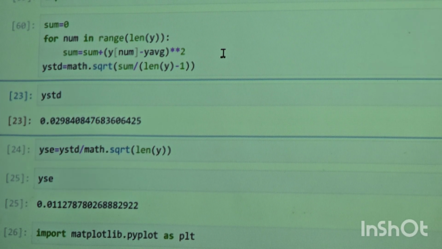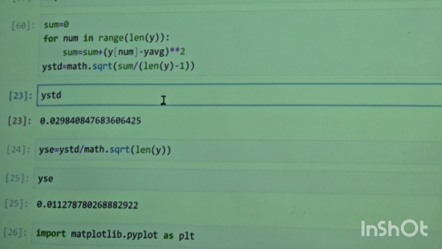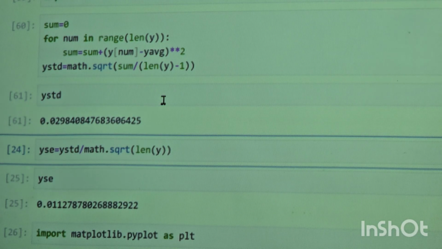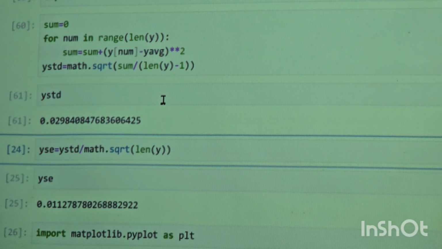Alright? So the standard deviation of y, if I would like to look at its value, it's this value here, 0.03. Can you see from the back?